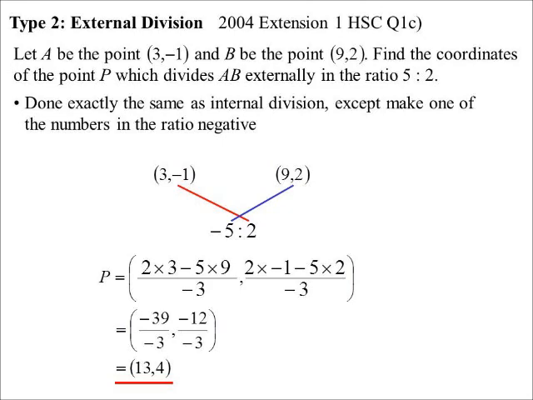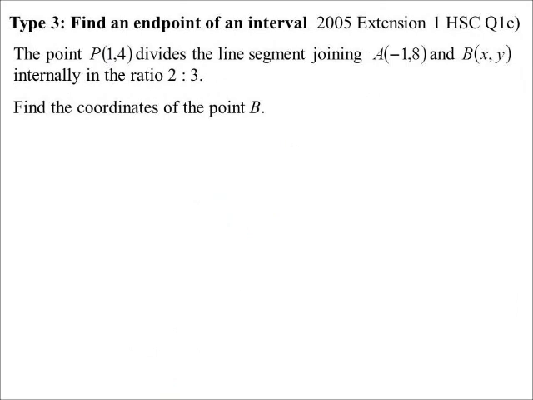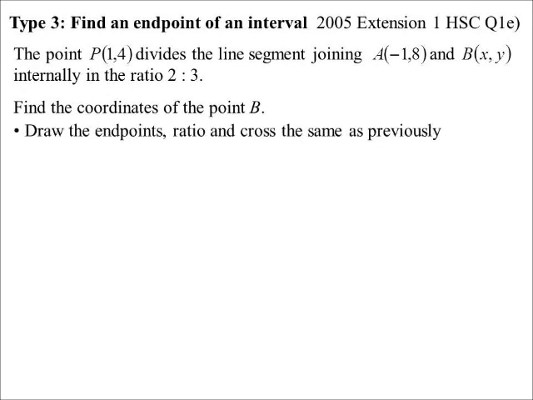What happens if the question isn't in fact to find the point, but the endpoint of the interval? So in this case, they've told me the answer, if you like, is 1, 4. Well, again, I'm going to do exactly the same. So it's minus 1, 8 and x, y. I don't know what the other one is. The ratio is 2 to 3.